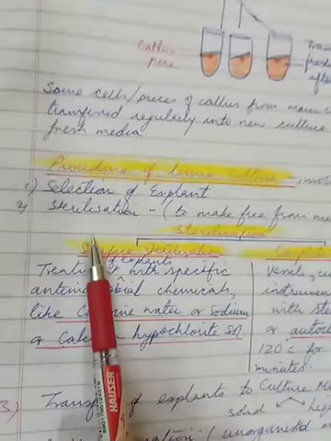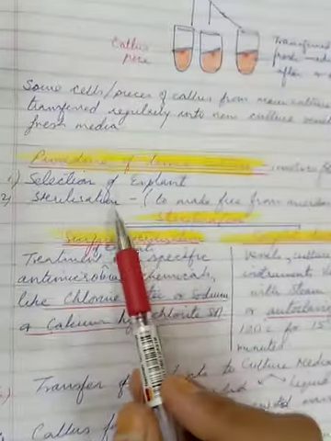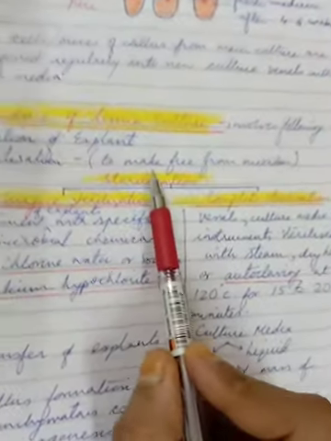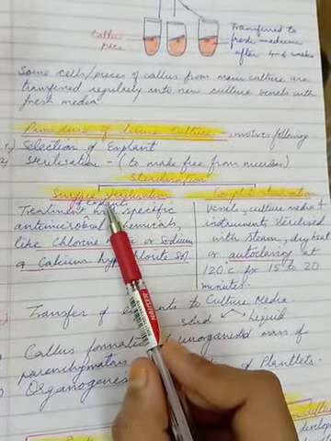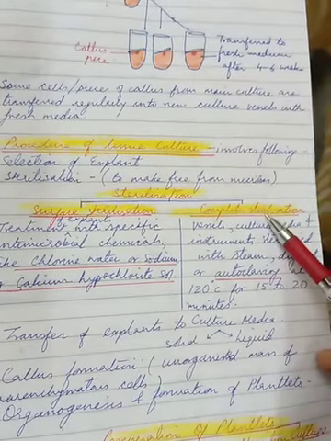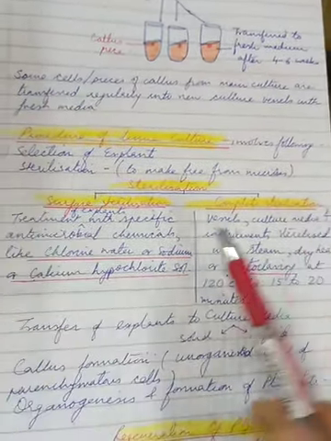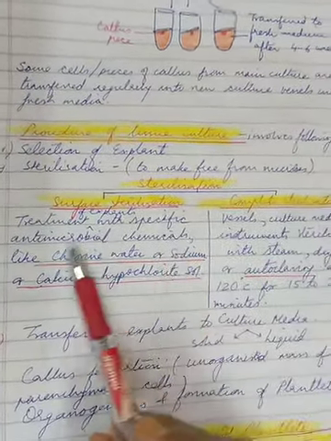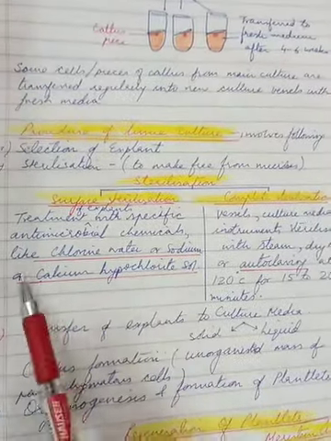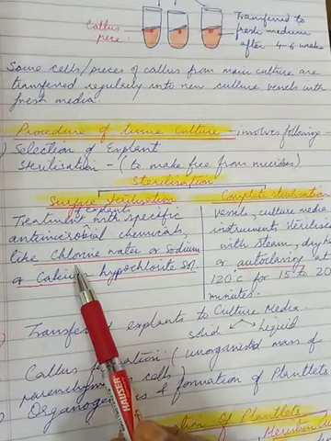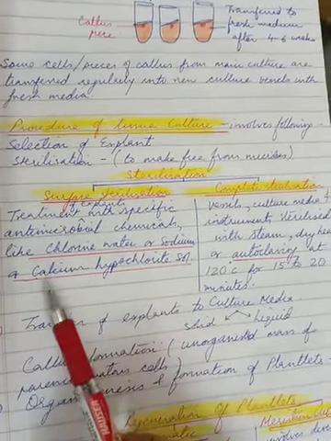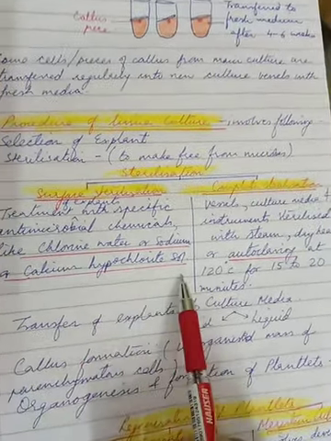Second is sterilization, to make the plant part selected totally germ free. Alright, for this we have two choices. First is surface sterilization and the other is complete sterilization. Surface sterilization is done for the living cells of the explant, and we treat it with chemicals like chlorine water or sodium or calcium hypochlorite solution.